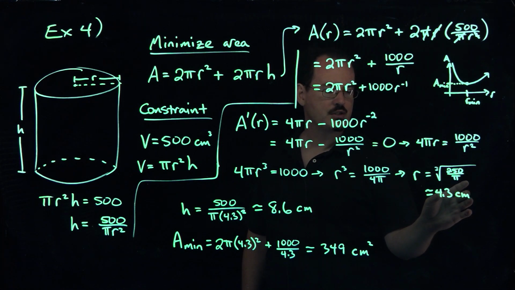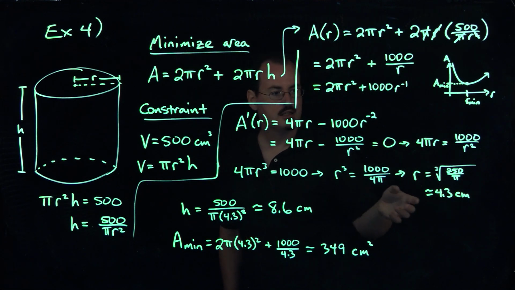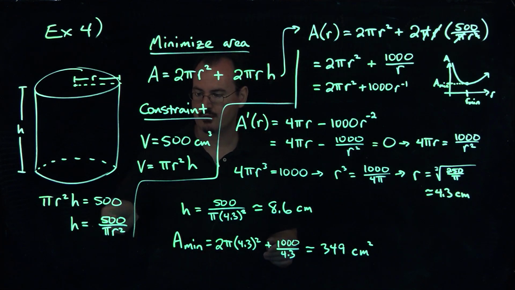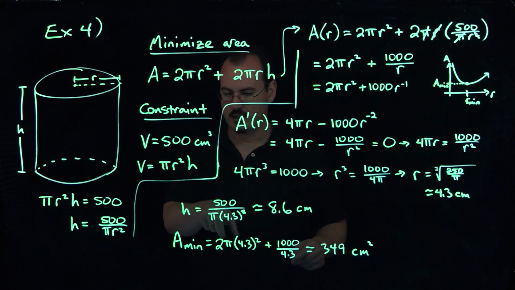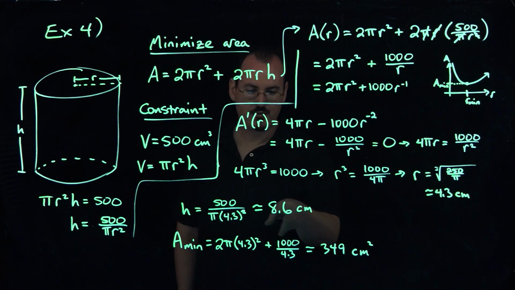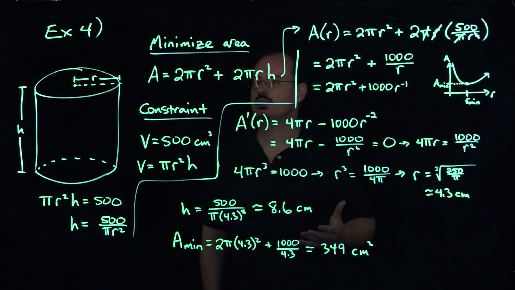Now the question asks us to find h as well. What are the dimensions r and h? If I know what r is, how do I find h? Fortunately, I've got this equation over here again. So I just plug that 4.3 that I got into that equation for h. So 500 over pi times 4.3 squared. Simplify that, you get about 8.6. So that answers the question.